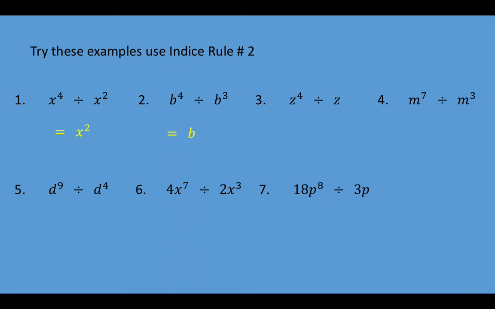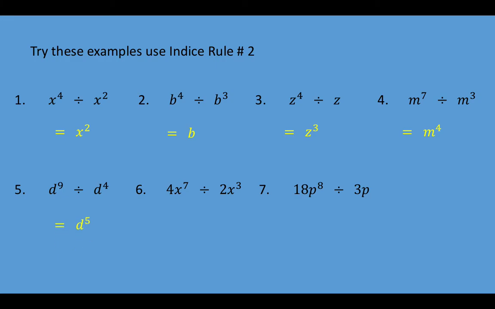Question number 3, we have z to the power 4 divided by z. Now as we see, z is just z to the power 1, so 4 take away 1 gives us 3. There we have z cubed. And question number 4, m to the 7 divided by m to the 3 gives us m to the 4. There's our answer. And 5, we've got d to the 9 divided by d to the 4. 9 take away 4 gives us the answer 5. So we end up with d to the power 5.